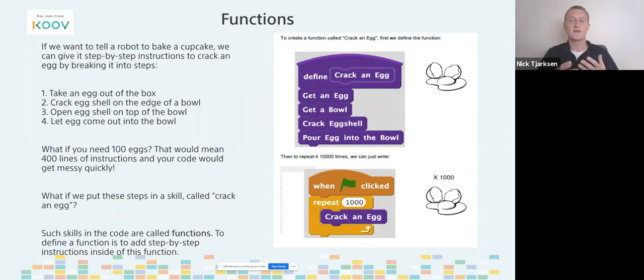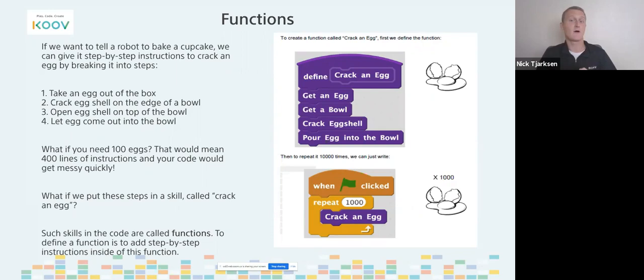Now let's imagine that the recipe calls for 100 eggs. Well, now that's 4 times 100. That's 400 steps of code that you would need to write down. That is going to make your code very messy very quickly. And again, with block-based coding, maybe it'll be a little easier to see where the error is, but imagine that you're writing out those 400 lines of code. If you make an error, that's a lot of code that you have to sift through and figure out where that issue is.